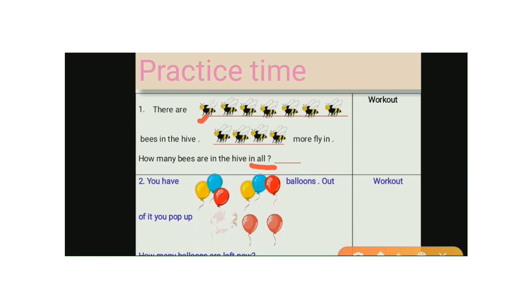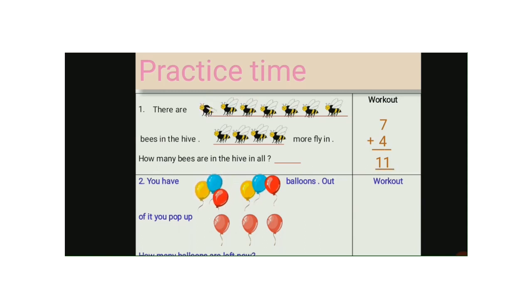This word all. All means addition. Whenever you hear this word all, it means addition. So 1, 2, 3, 4, 5, 6, 7, 8, 9, 10, 11. 11 bees are there now in the hive. 7 plus 4 is 11. Always remember that the word all means addition. Whenever the word all is there, it is no subtraction, only addition.